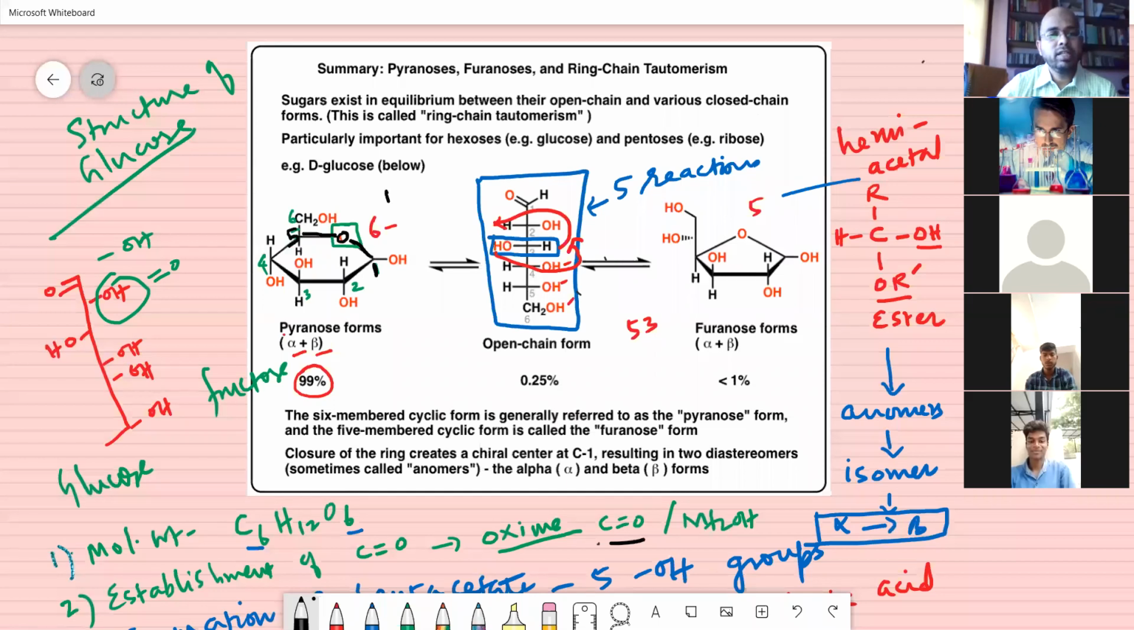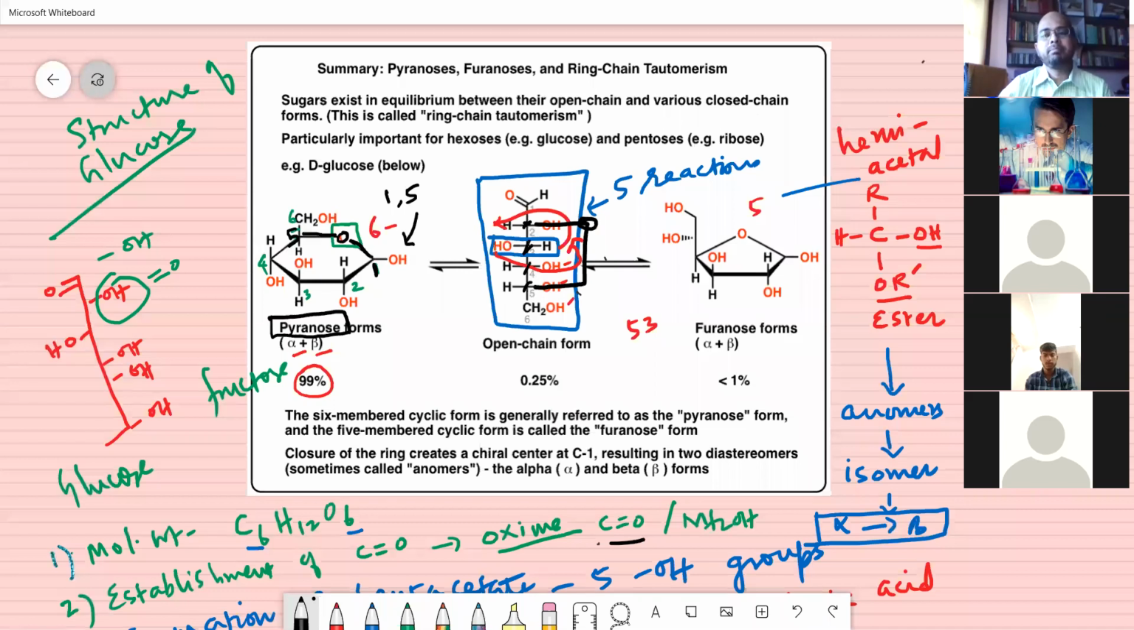So 1,5 linkage gives rise to pyranose form. What is this 1,5 linkage? This is 1, 2, 3, 4, 5, 6. The fifth carbon atom is being linked by means of an oxygen like this. So you will get an O there. Therefore, to draw a proper structure, you have to go to the cyclic structure.